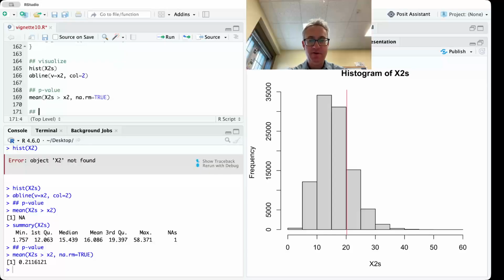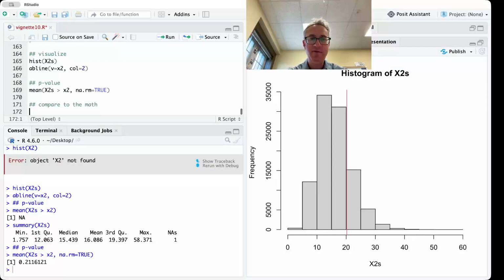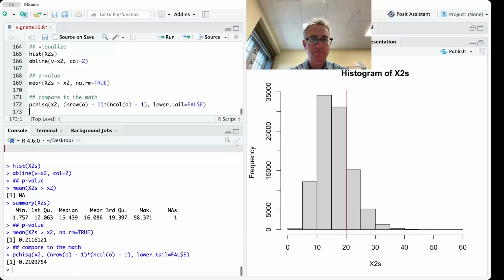And of course you can compare to the math. So that's pchisq x2. What is this? I've got to get the number of rows and columns, right? So nrow of O minus 1 times ncol of O minus 1, lower tail equals false. Basically the same number.